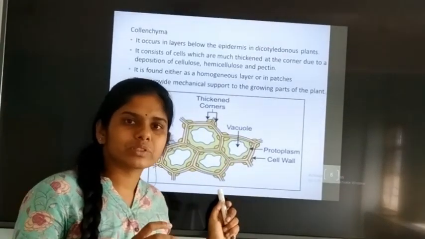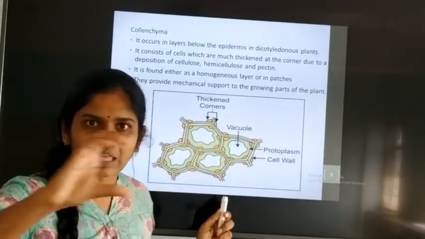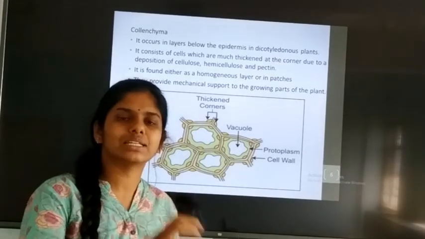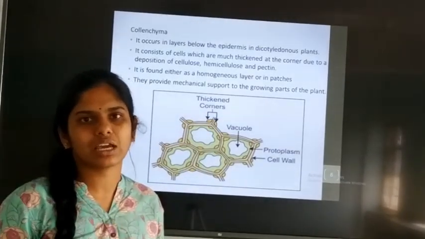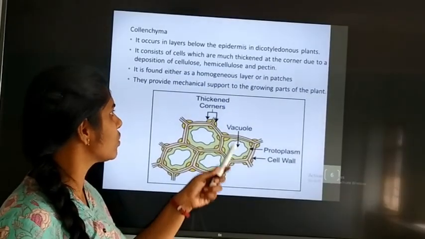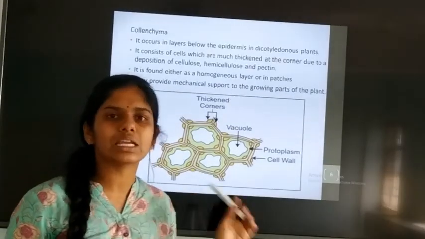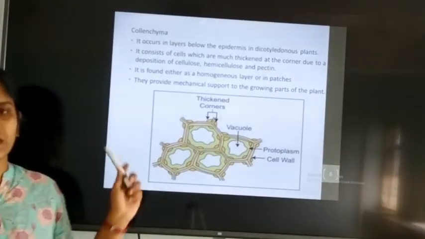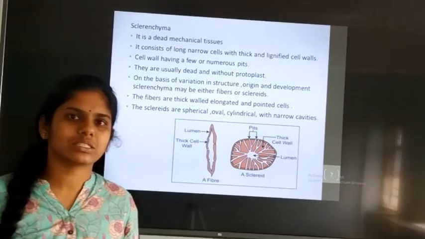Collenchyma cells sometimes occur in a single homogeneous layer, and sometimes they occur in patches. So that is the collenchyma. The main function of the collenchyma is to give mechanical support to the plant body. So these are all the major characteristics of the collenchyma cells.